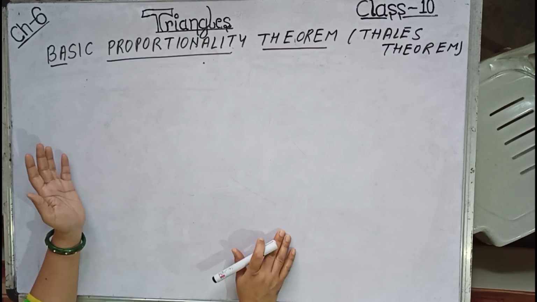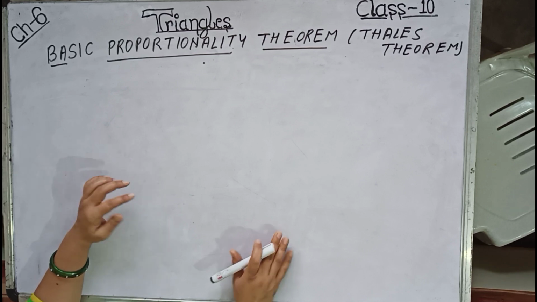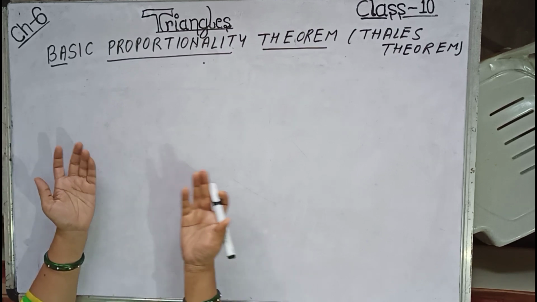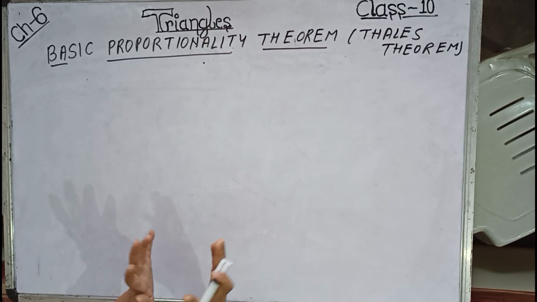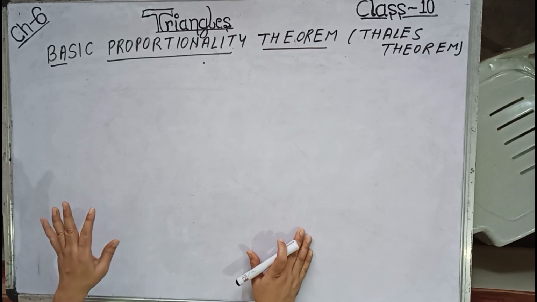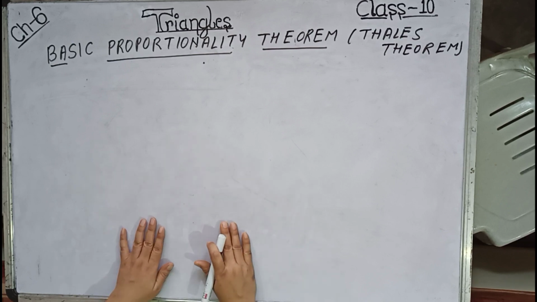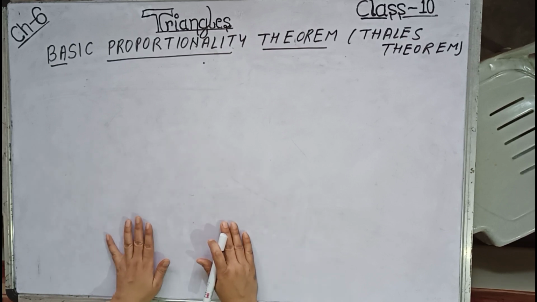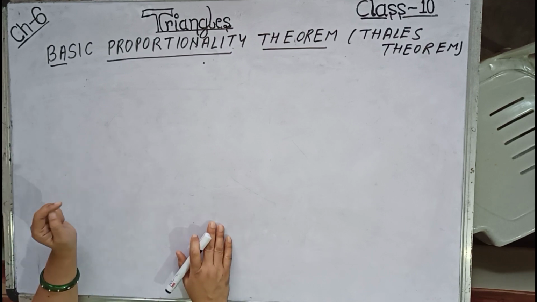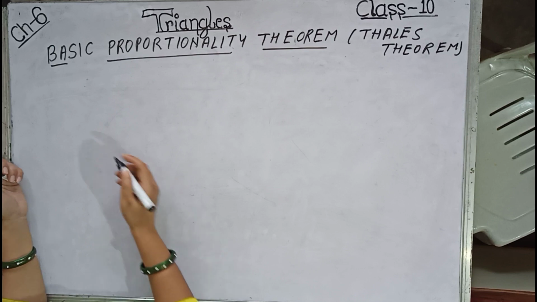So children, if the question comes like state and prove basic proportionality theorem, the statement and the proof, everything you have to write neatly. But if the statement is given in the question, that if a line is drawn parallel to one side of a triangle to intersect the other two sides in distinct points, then prove that the two sides are divided in the same ratio, in this case you don't have to write the statement, because the statement is already given. Then you have to directly prove it. So understand the question properly, and if the statement is asked, write the statement and then the proof. So let us start. Basic proportionality theorem.